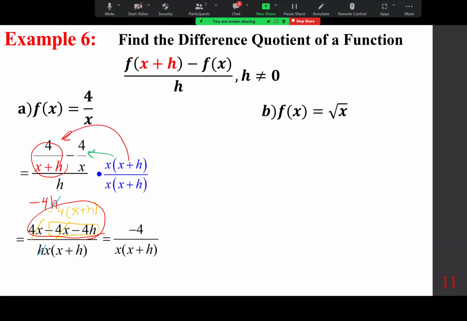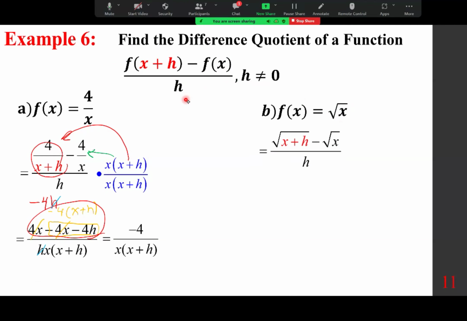How about f of x is square root of x? Well, we want to evaluate it in this expression, so this part and this part is very obvious. This is just square root of x. So f of x plus h is square root of x plus h. So this is square root of x plus h. This one is the function itself, and h doesn't change.